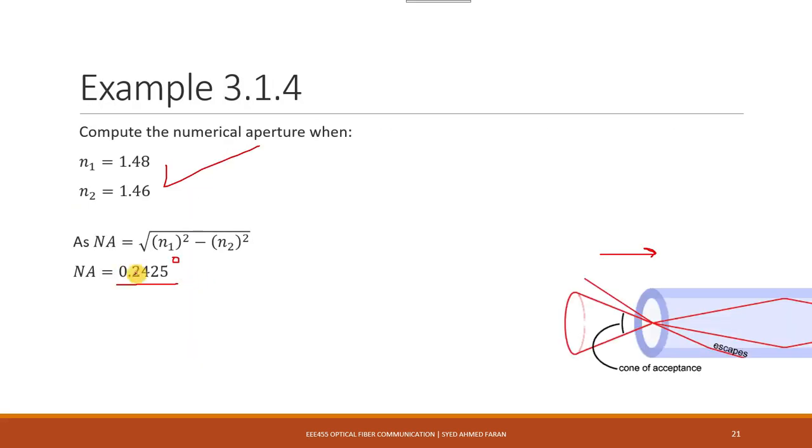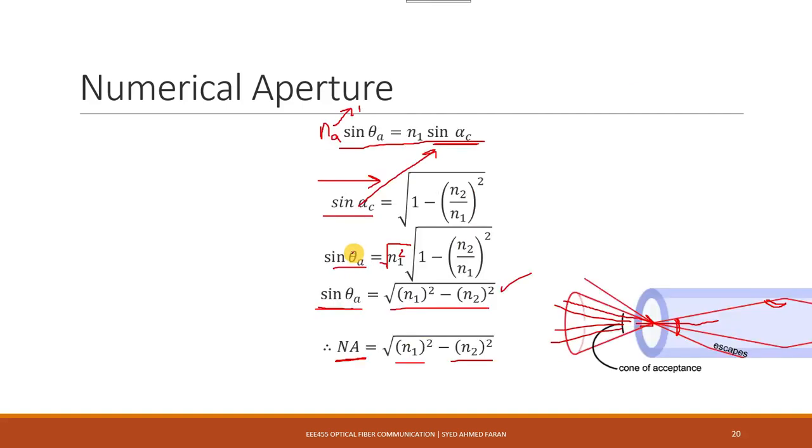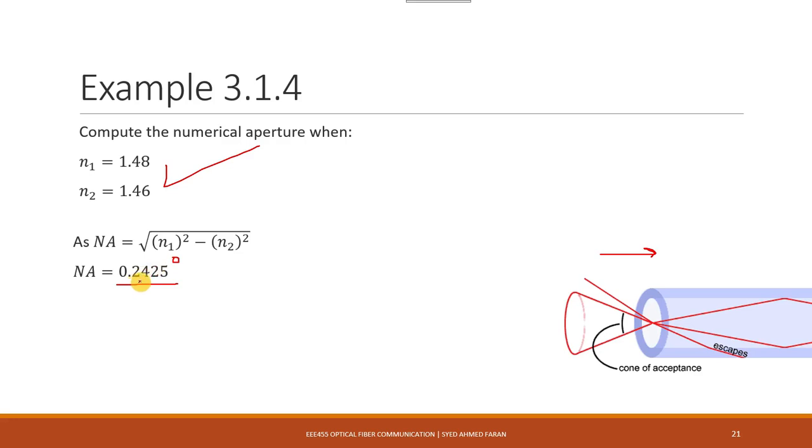Of course, if you want to find out the angle, I'll just go back, and you can find out the angle using this value. So you know that the numerical aperture is 0.2425. Just take sine inverse of 0.2425, and you will get the angle. Sorry, not degrees. You will get the angle in degrees once you find out this value. So that will be theta a, the acceptance angle.